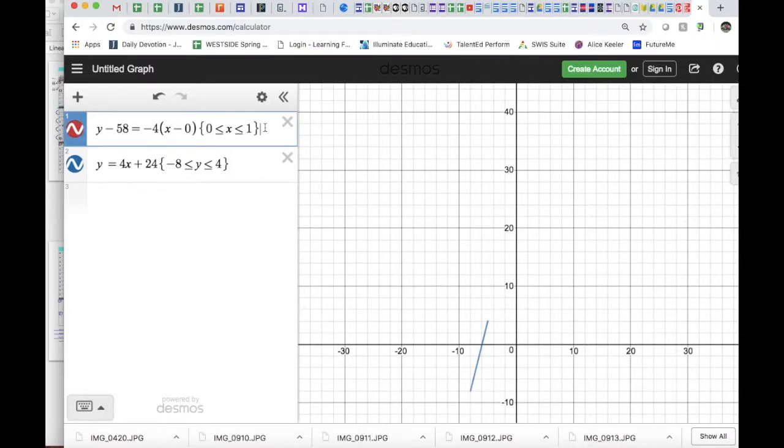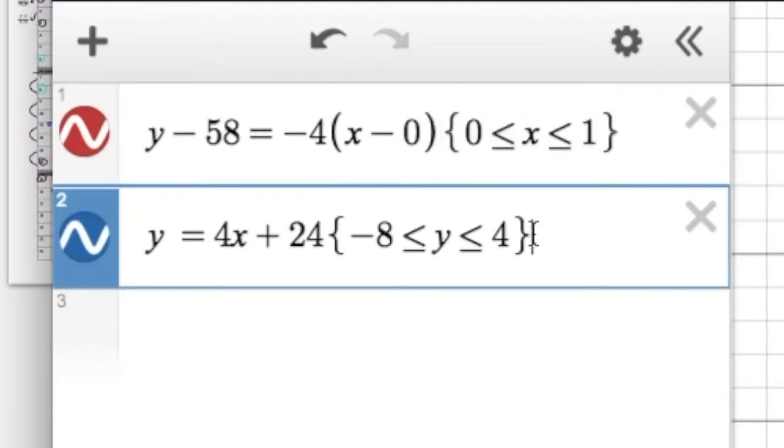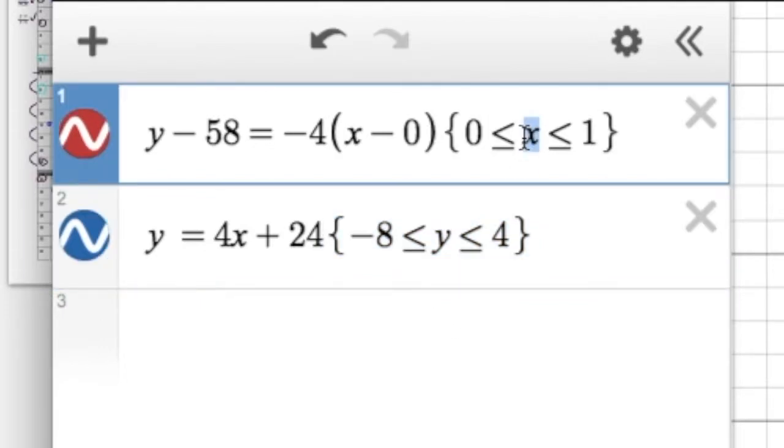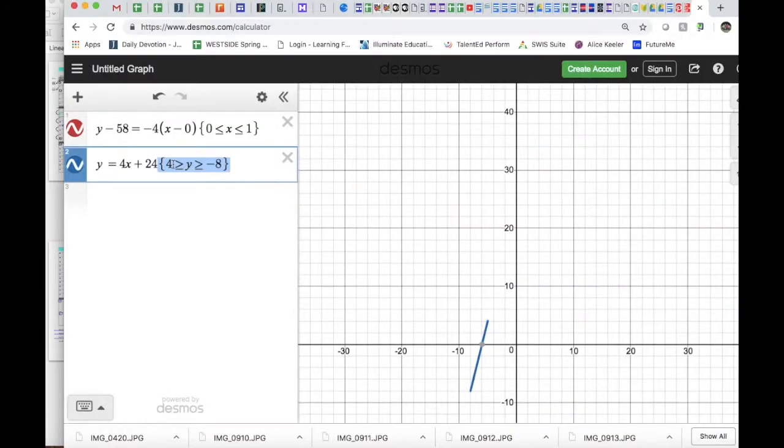Notice on line 1 in Desmos, I gave the constraints in the domain, and then in line number 2, I used the range. So whether you're using the domain, you type in x, or range, y. Remember, I did say that you could flip those around. I could put 4 here and -8 here, but I'd have to change those to be greater than or equal to. Still the same line, just a different format for the constraints.